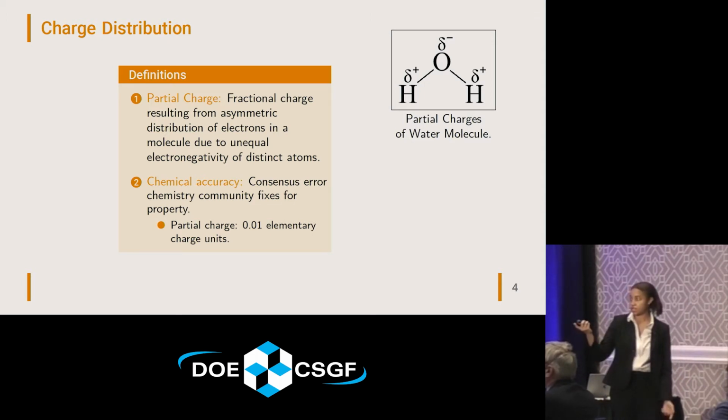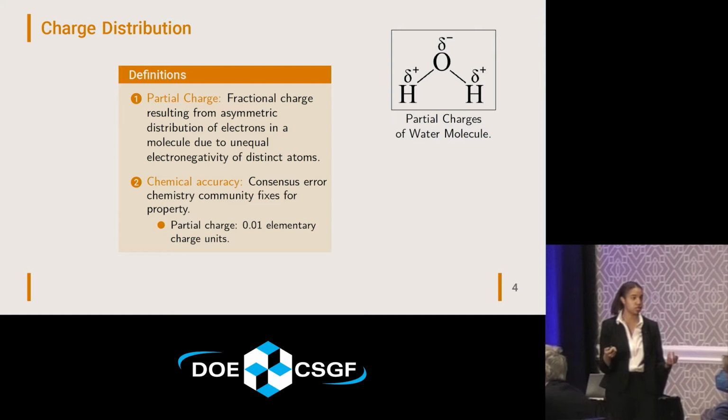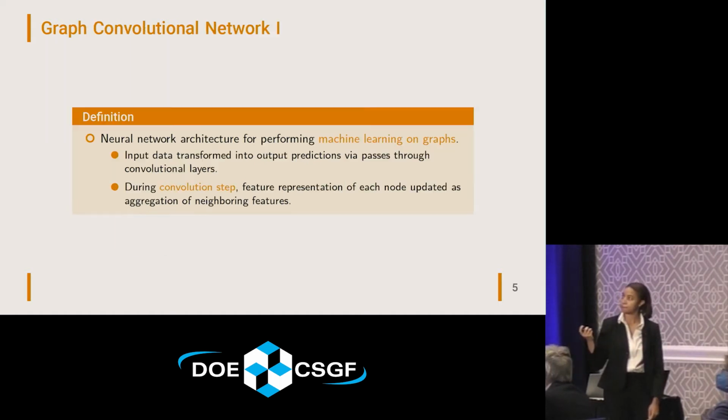And then to define chemical accuracy, it's a consensus error that the chemistry community decides on for a particular property. So for the specific property we're going to talk about in this talk, partial charge, it's 0.01 elementary charge units. So in our training, that's our desired number that we're trying to hit.